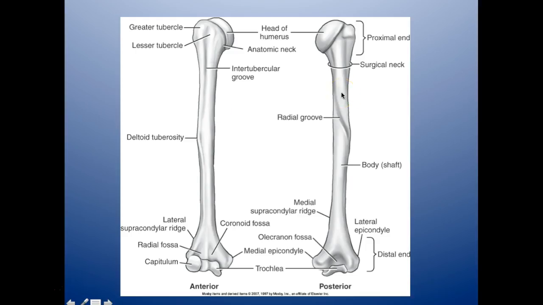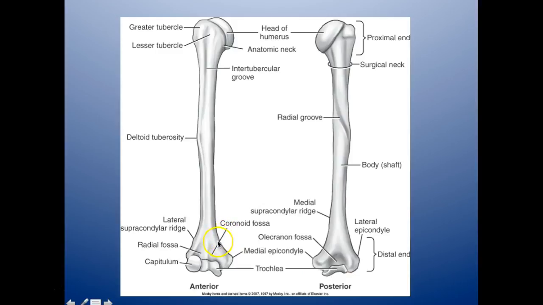Looking at the whole humerus, we have the head of the humerus. This is the proximal end, distal end. We have the surgical neck. This is the radial groove. And the body, we have the lateral epicondyle with the medial epicondyle with the olecranon process and the trochlea.